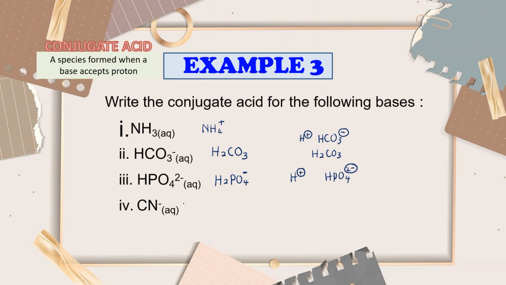Next, CN minus. H plus reacts with CN minus. So this one is equal, equal charge, positive and negative, so now it becomes HCN.